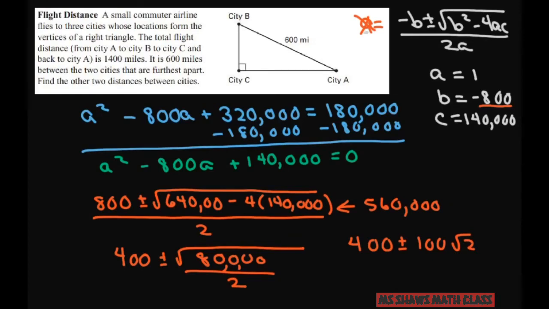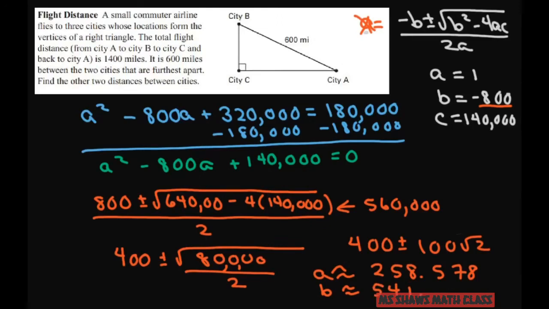Or let's just put this in the calculator. 100 square root of 2 is going to give you approximately A equals 258.578. And when you add 400 plus 100 square root of 2, you're going to get 541.421. So this would be your A, it looks like the shortest side, and this would be your B.